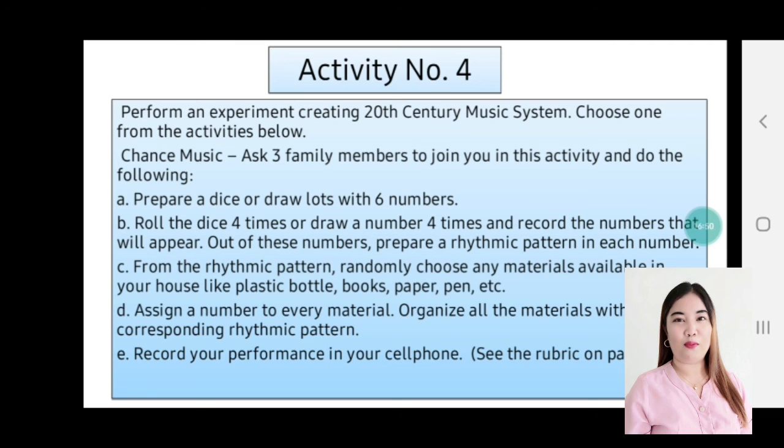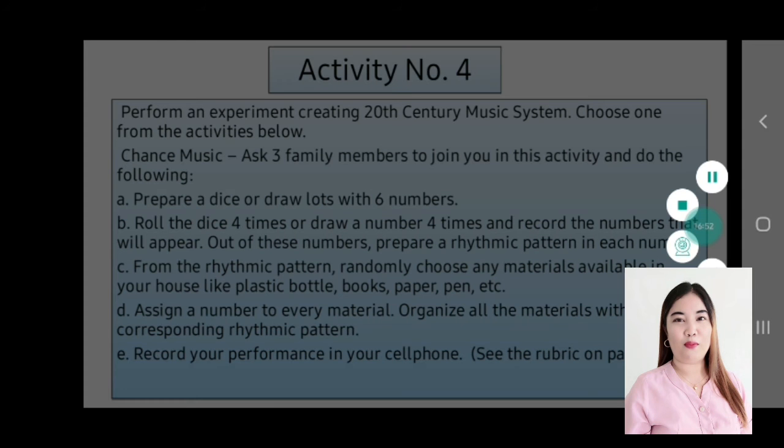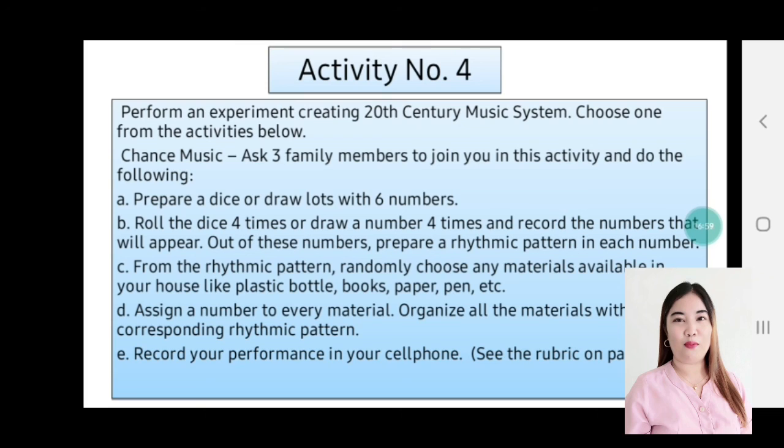Okay, so dito sa activity number 4, you are going to compose your very own chance music. Okay, so in this activity, hahanap kayo sa inyong bahay ng mga materials na pwede ninyong magamit para makapag-compose kayo ng sarili ninyong chance music.